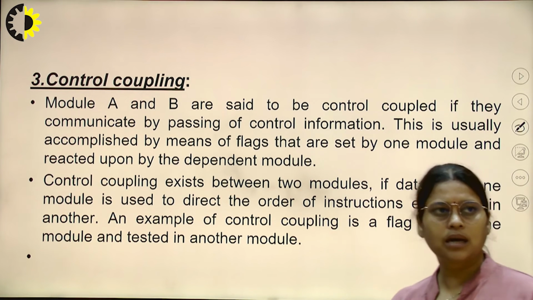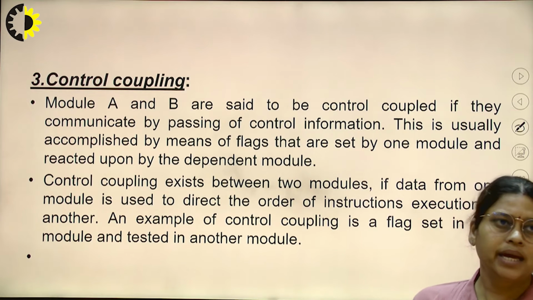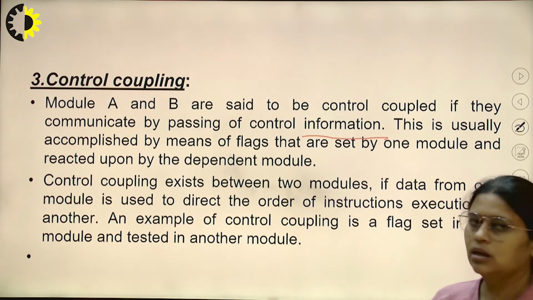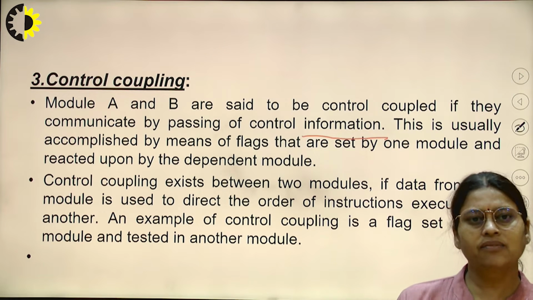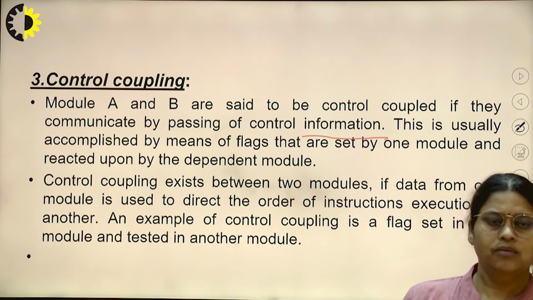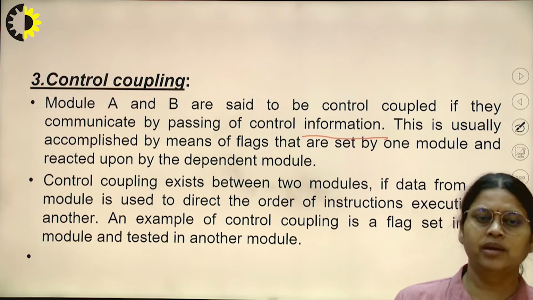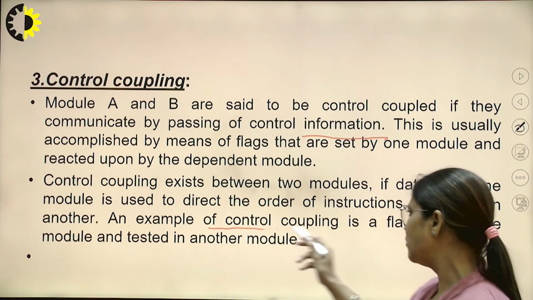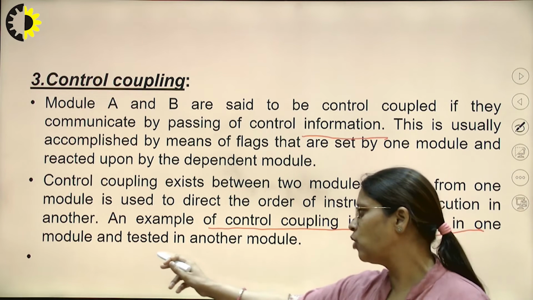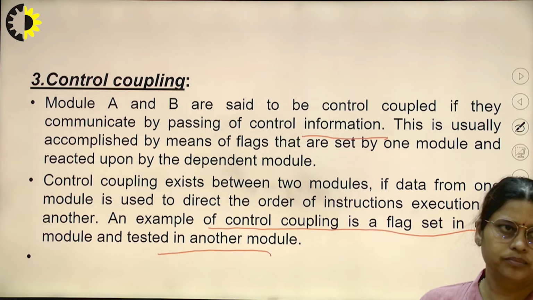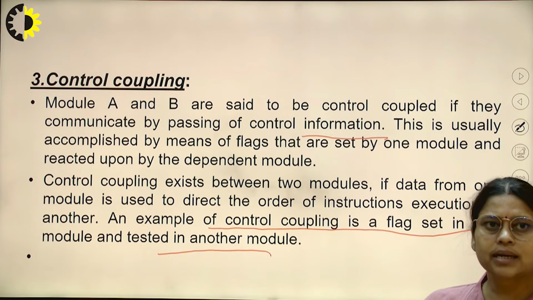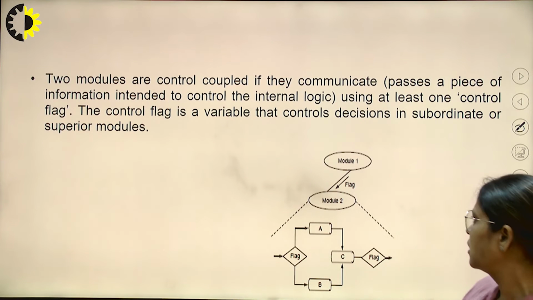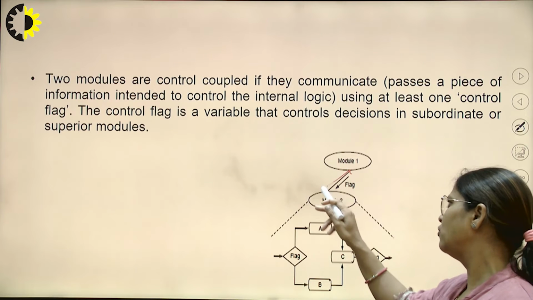Now the third is control coupling. Modules A and B are said to be control coupled if they communicate by using control information. For example, we pass a flag from one module to another, and we set the flag value to 1 or 0. An example of control coupling is a flag set in one module and tested in another module. The flag is set by one module and reacted upon by the dependent module.